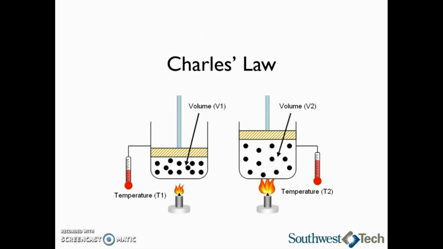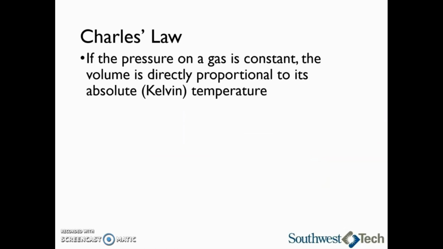The first gas law we are going to take a look at is Charles's law. Charles's law relates temperature and volume of gases. It tells us that if the pressure on a gas is constant, the volume is directly proportional to its absolute or Kelvin temperature. Remember, to find the absolute temperature in Kelvin, we will take the temperature in Celsius and add 273.